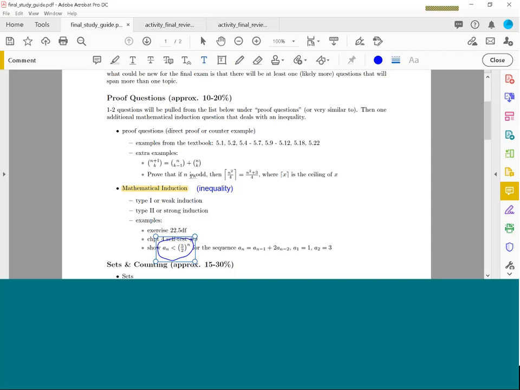Now, in the non-induction question, in other words, the regular proof question, you should expect to see a direct proof. It's possible that you would see a counterexample, but that's the one that's hit or miss. In terms of what you would be seeing, realistically, you'll see the two: one induction, one a direct proof.